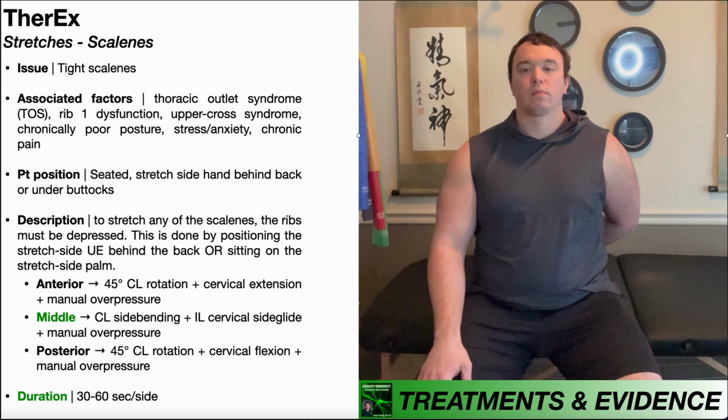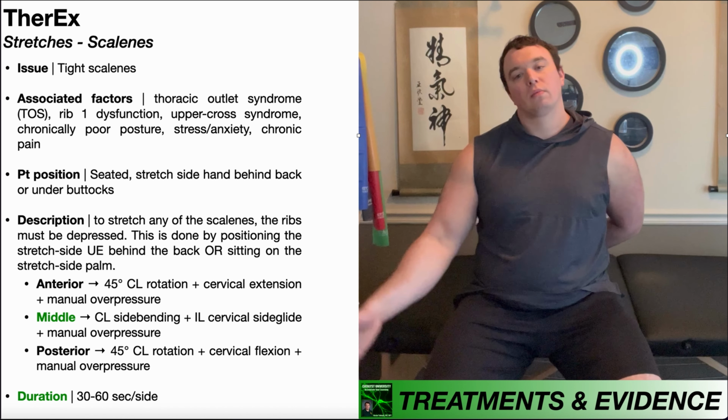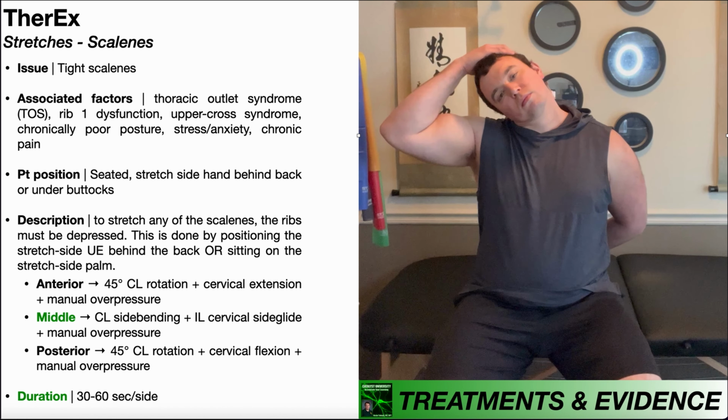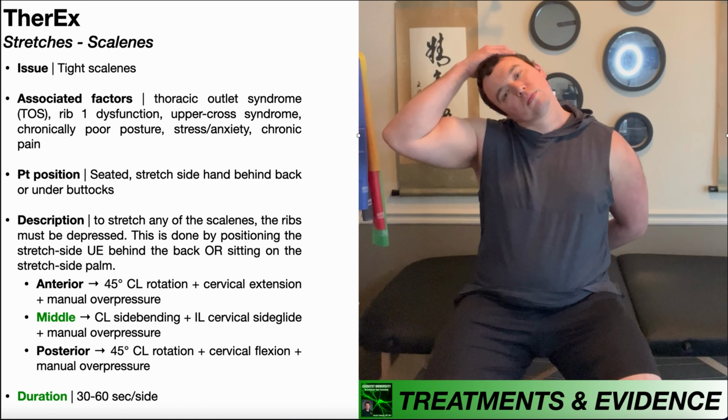To stretch the left middle scalene, we'll perform contralateral or right side bending, plus manual overpressure, and ipsilateral or left cervical side glide. And you should feel this stretch on the lateral aspect of the neck.